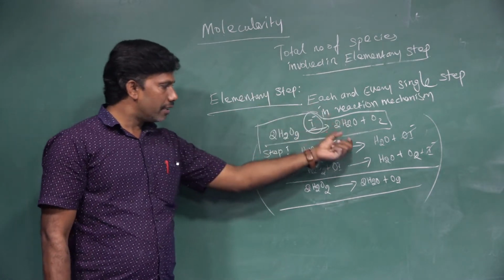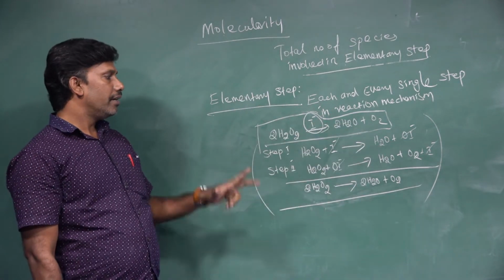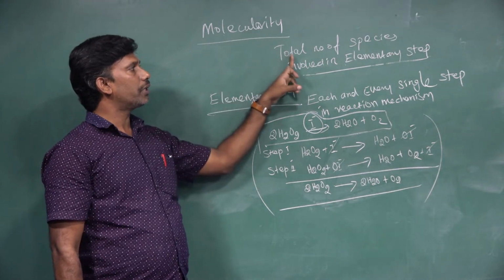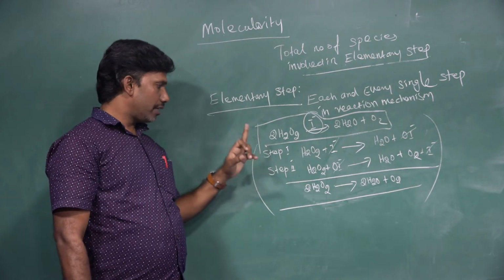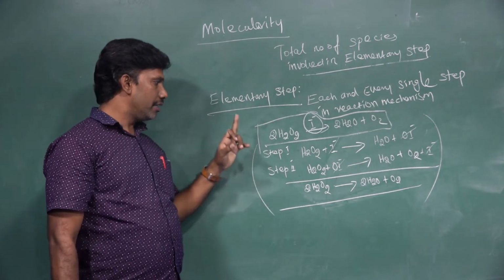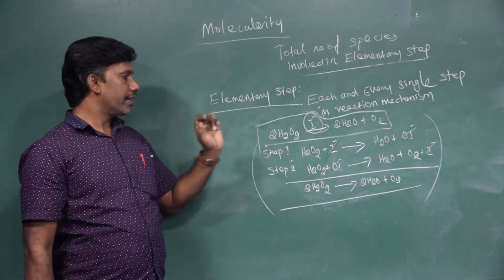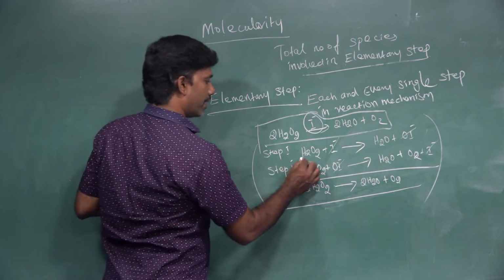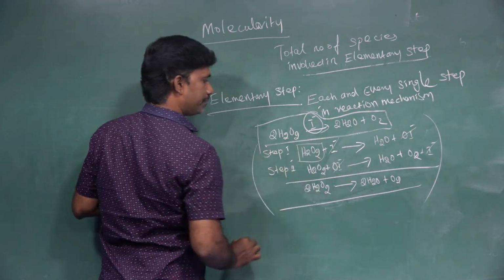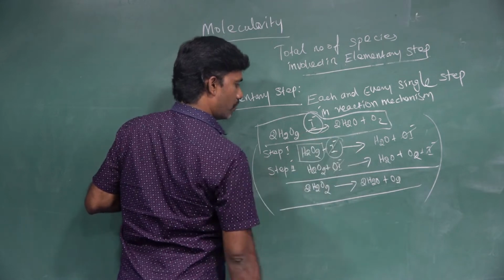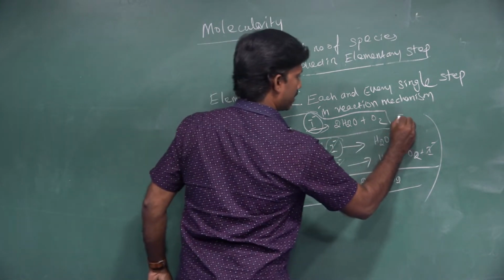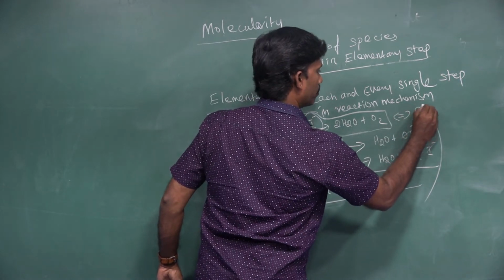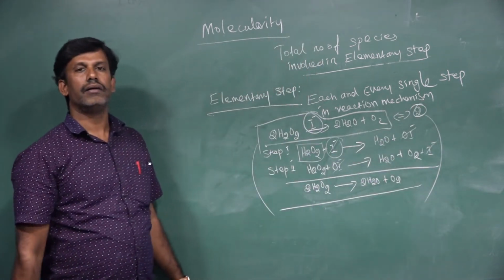So in that rate determining step, what is happening? What is the molecularity? Total number of pieces, reactant pieces, involved in the elementary step. So considering this is the overall reaction, this is the rate determining step. Here what are the particles involved? Peroxide 1, I minus 1, so totally 2. That's why this reaction is a bimolecular reaction, or molecularity 2.